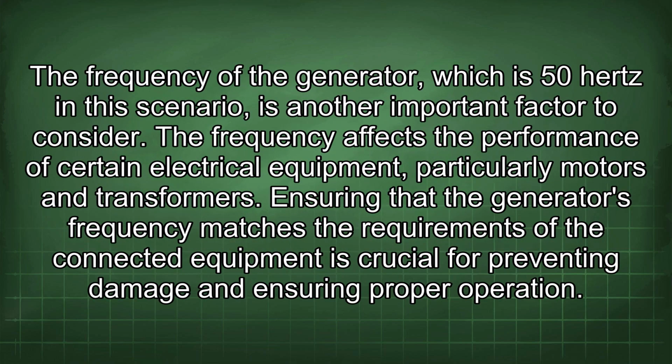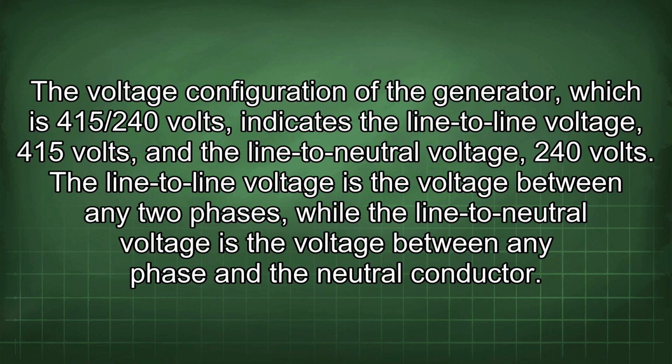The frequency of the generator, which is 50 Hz in this scenario, is another important factor to consider. The frequency affects the performance of certain electrical equipment, particularly motors and transformers. Ensuring that the generator's frequency matches the requirements of the connected equipment is crucial for preventing damage and ensuring proper operation.